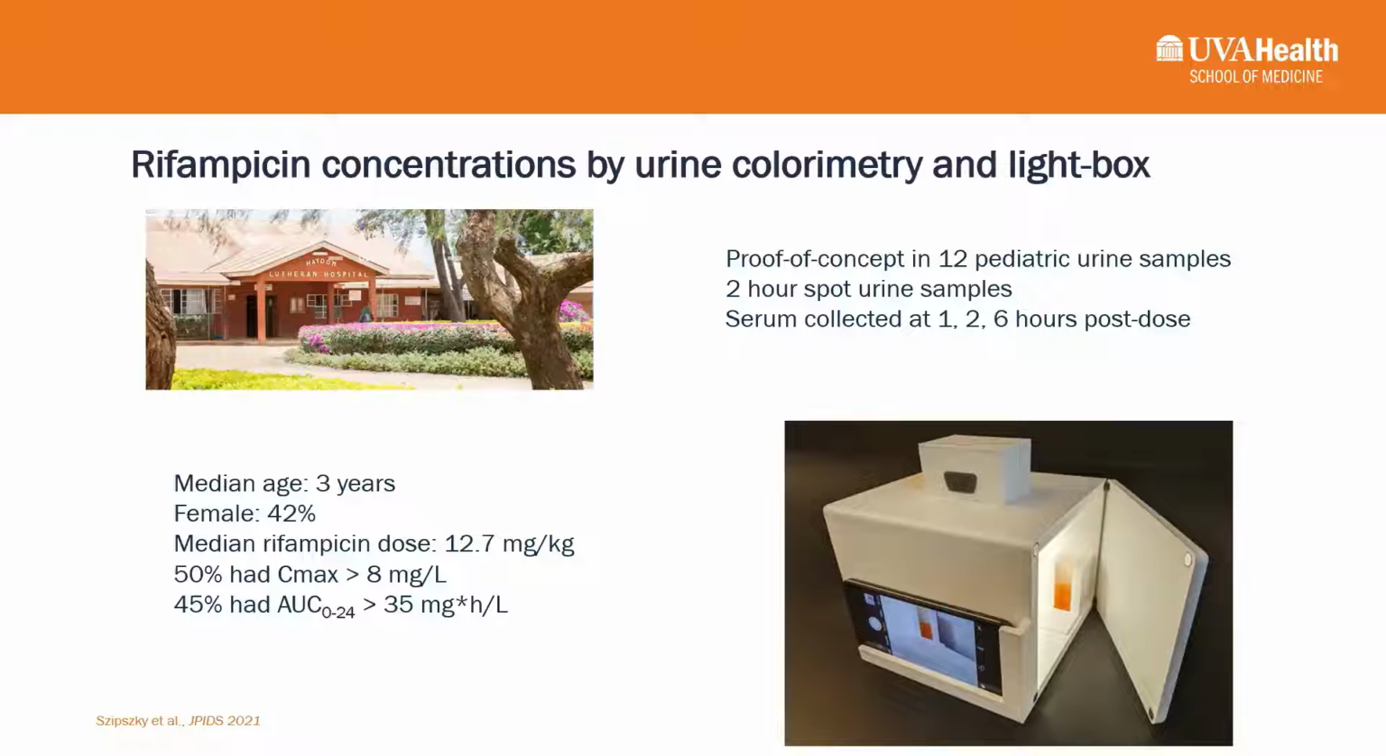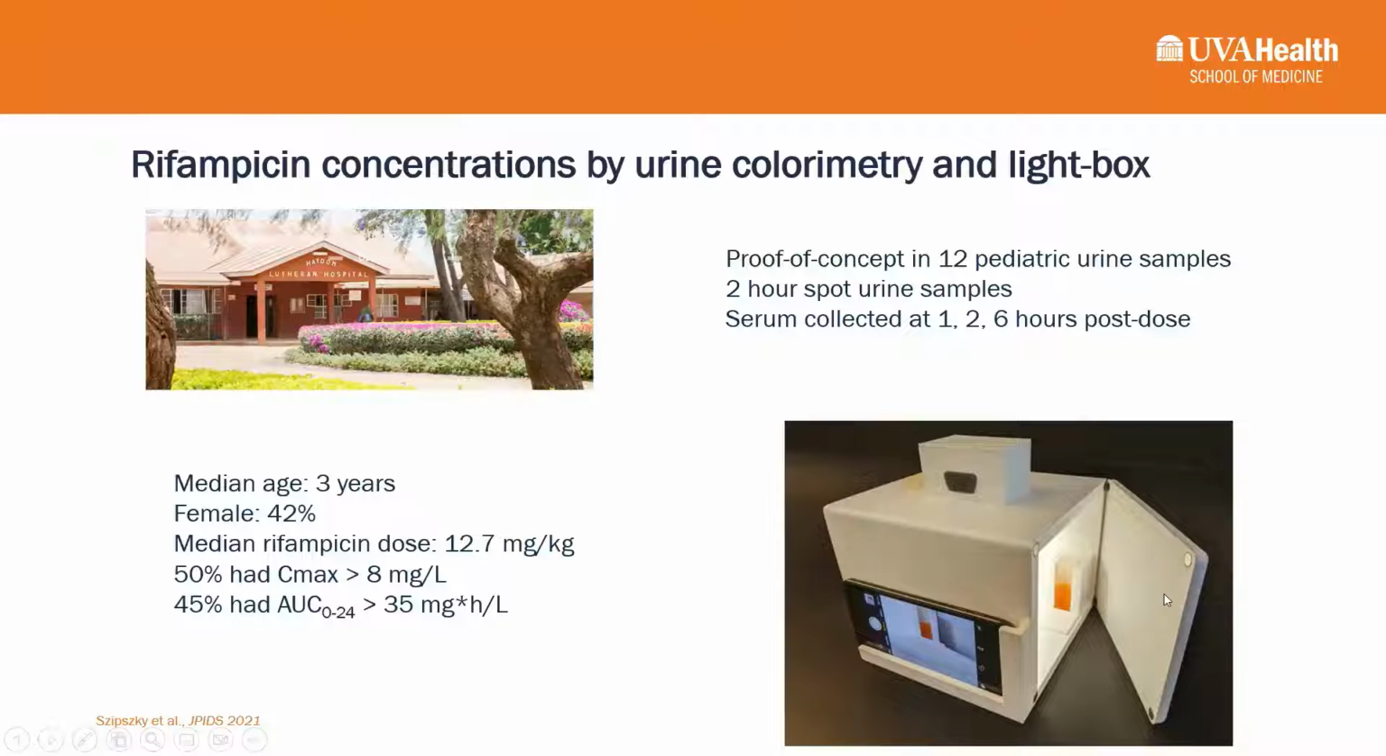Just some demographic characteristics of the 12 samples. The median age was 3 years, 5 of the 12 patients were female, and the median rifampicin dose was 12.7 milligram per kg. Only half of the 12 selected samples had a serum concentration of more than 8 milligram per liter, which is what we expect to see as the minimum threshold, and 45% had an AUC of 0 to 24 hours greater than 35 milligram per liter.